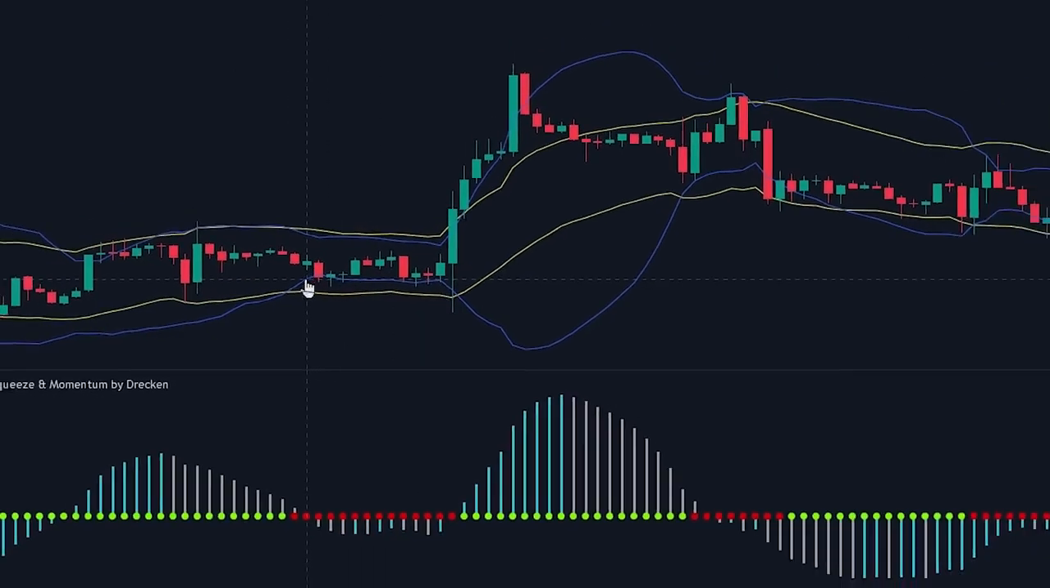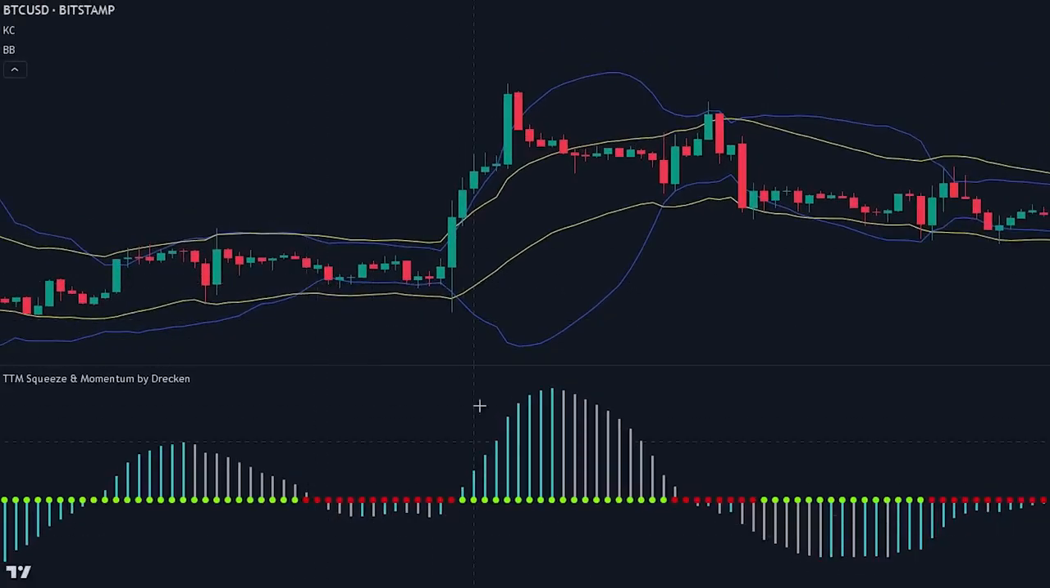We can see that this occurs here. We can also see that the bars on the histogram grow taller when the Bollinger Bands move outside of the Keltner channel. This indicates that momentum is entering the market. Now that we know exactly how the indicator works, let's take a look at how we can read the indicator.